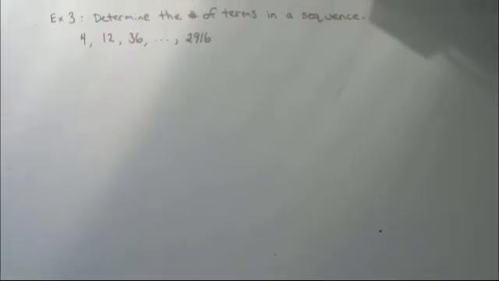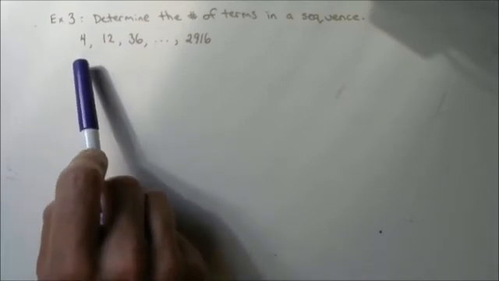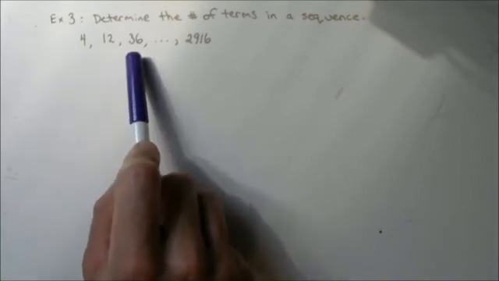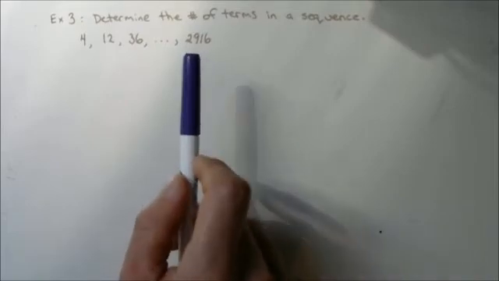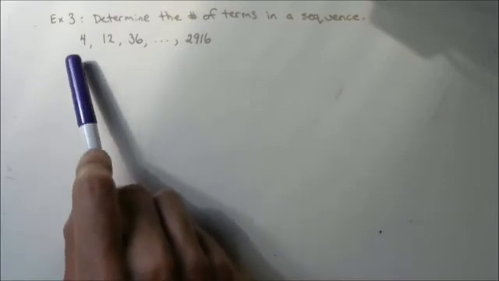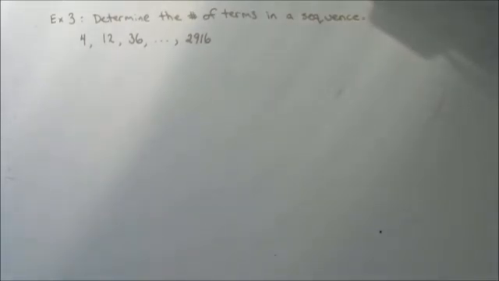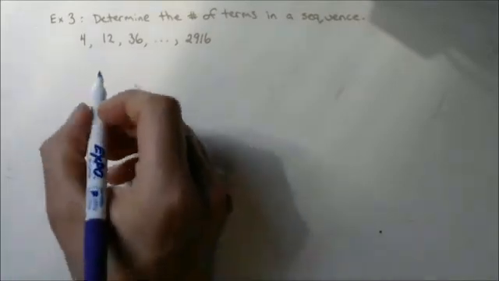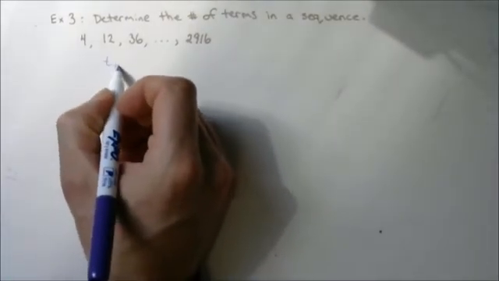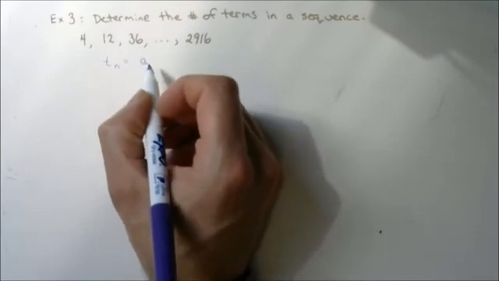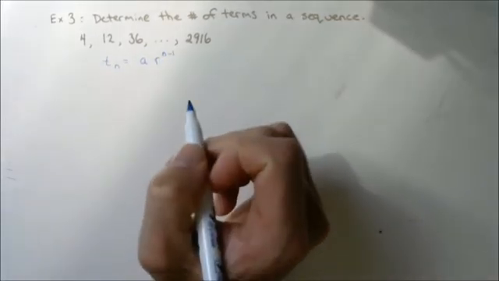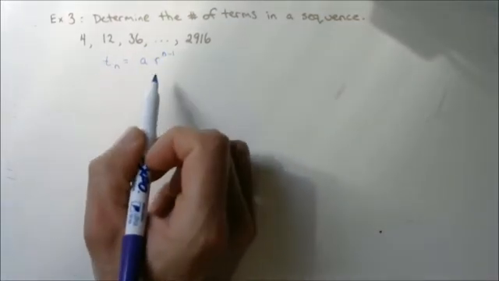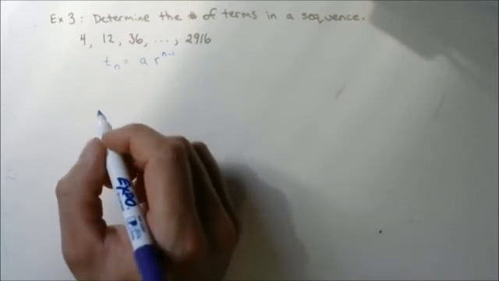Okay? In example 3, we're asked to determine the number of terms in a given sequence. So we're given the initial value, 4. We can figure out the common ratio, and we're given the last term of the sequence. And we're asked how many different values are there in this sequence between 4 and 2,916. What this one is really going to show us is that we can take our general formula for a geometric sequence, which is t sub n equals a times r to the power of n minus 1. And if we know some of this information, we can figure out the rest of it, okay?